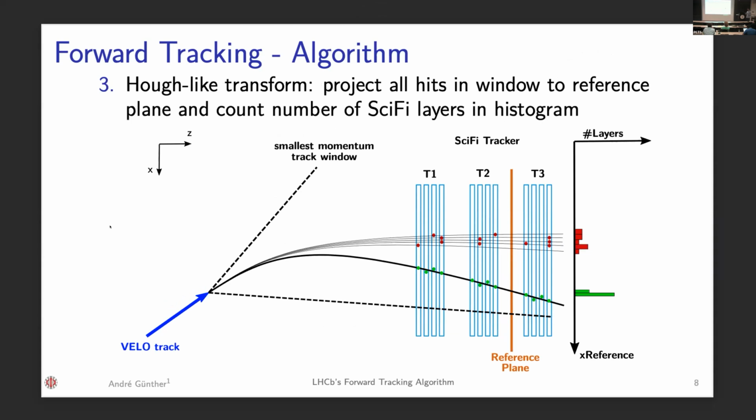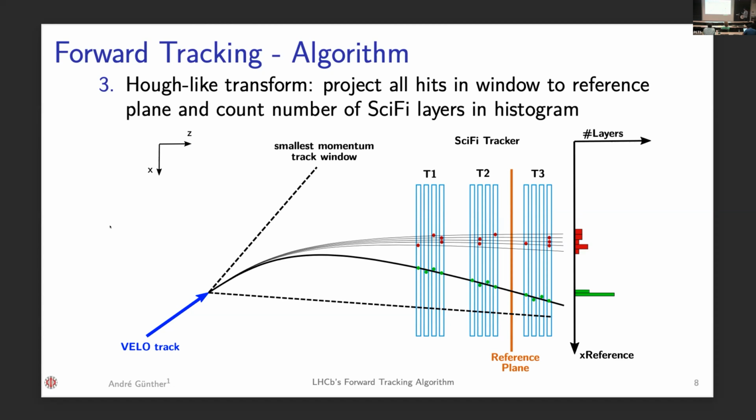And then if you project these hits, this is something like a Hough transform. What you would like to do then is to fill these hits that you projected onto this reference plane into a histogram, and then you can count the layers that you hit. So I said before, you want to have something like 10 to 12 SciFi hits. So this is essentially what you are looking for here in this histogram.